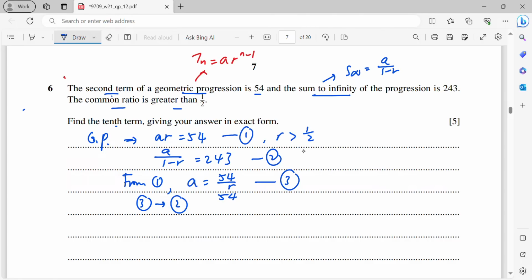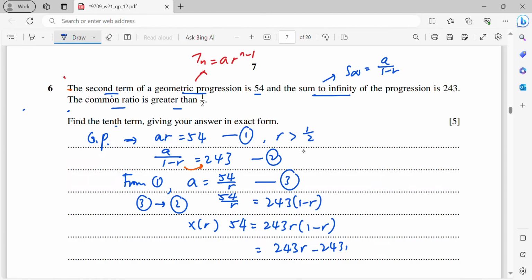So 54 over R, right? Then this 1 minus R I move up. It will be 243 times 1 minus R. Then I will do expansion. The whole equation I times R first before I do expansion. So I get 54 equals 243 R times 1 minus R. Then I expand the right side. I will get 243 R minus 243 R squared equals 54.